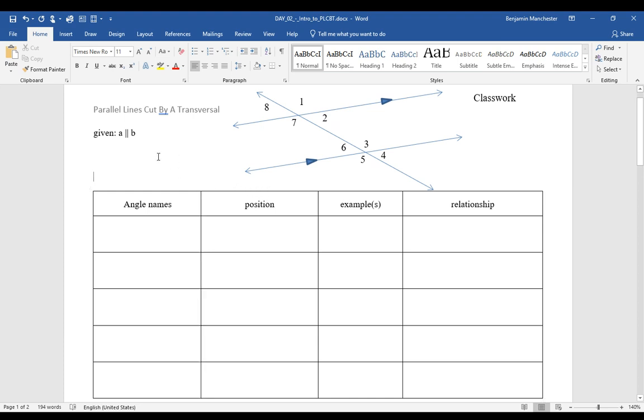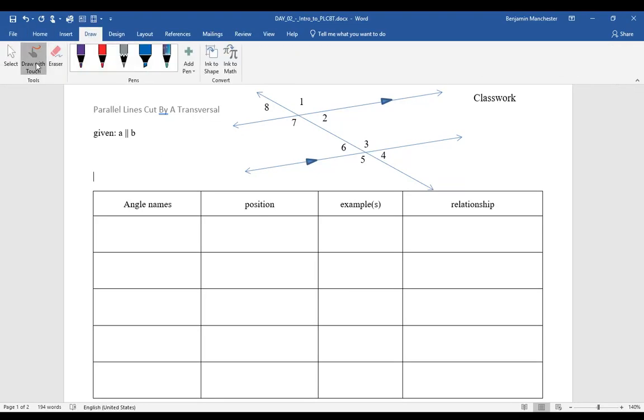Hey there, guys. Today we're going to talk about the different types of angles that you get when a parallel line is cut by a transversal. Okay, so what we need to know right here is that we have parallel lines.